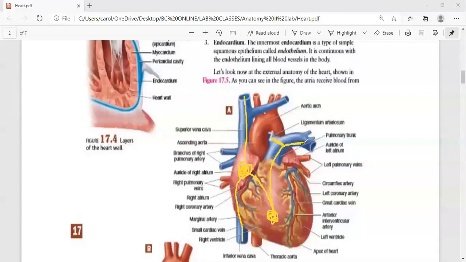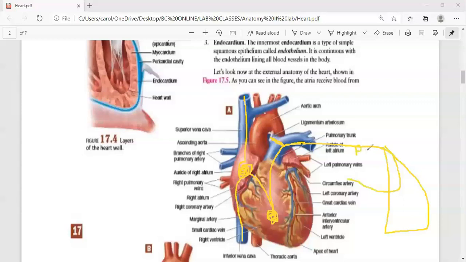So the pulmonary arteries go to your lung. Let's say, for example, this is your lung like that. So the pulmonary arteries go in here. And from here, once they get the oxygen, they return to your heart. So this is going to be the pulmonary artery.